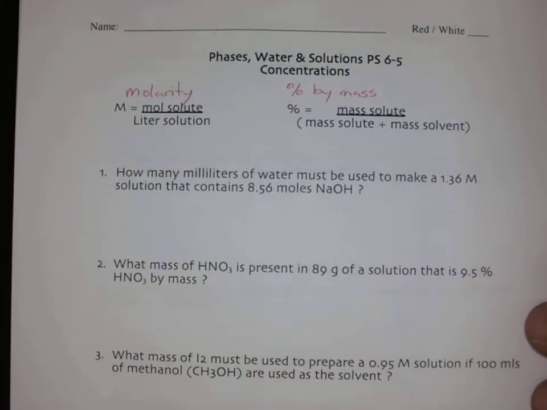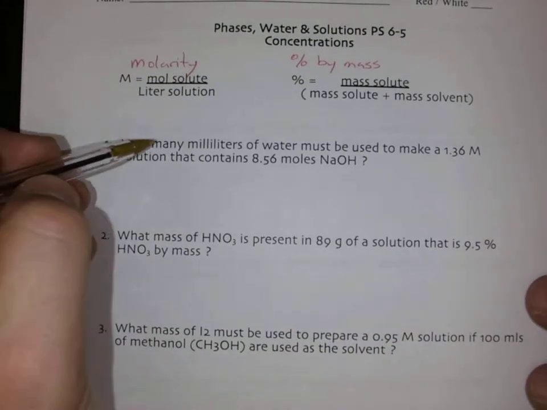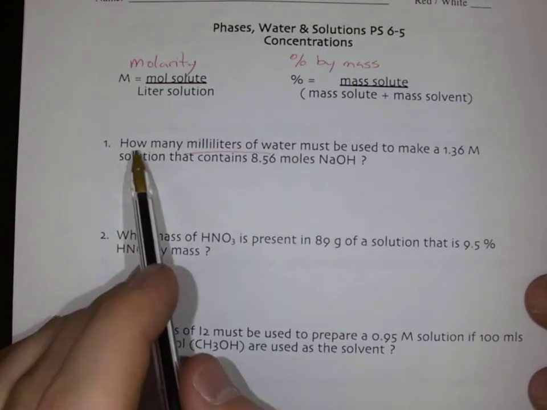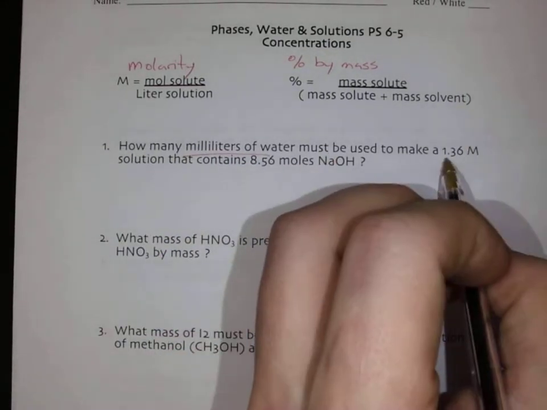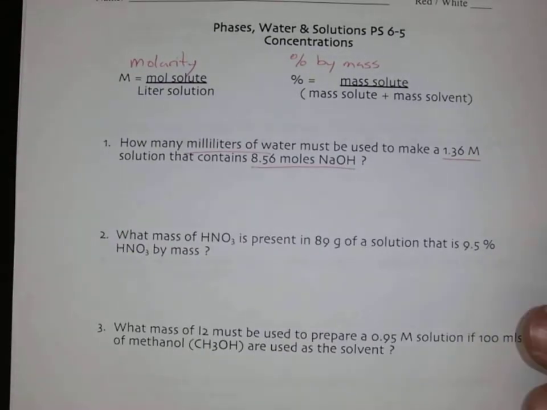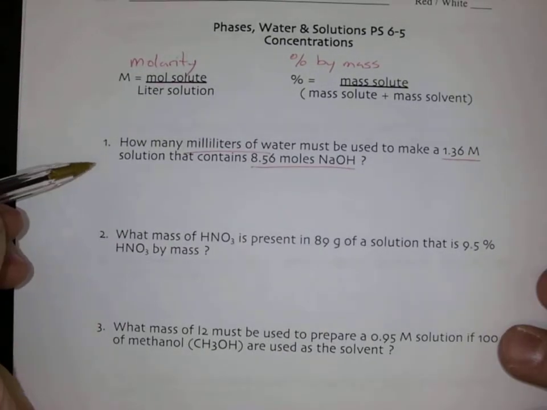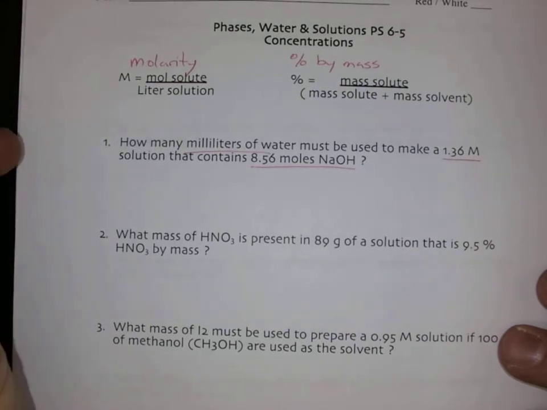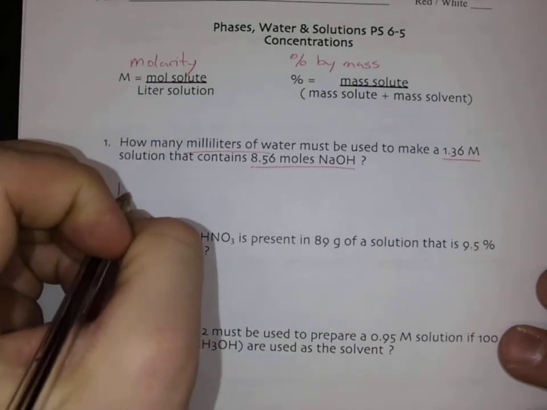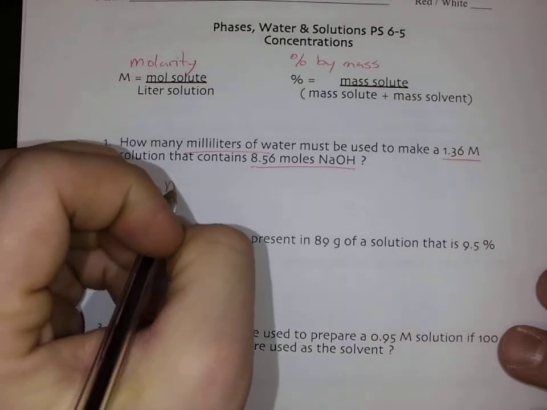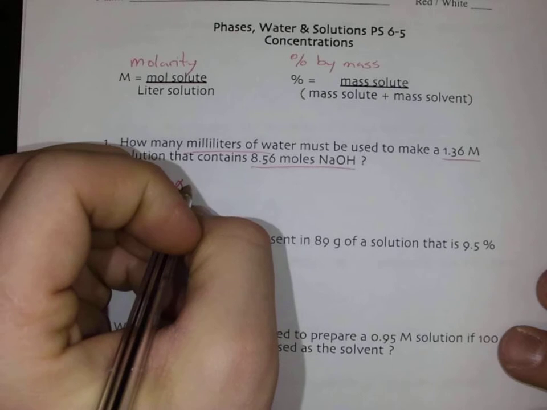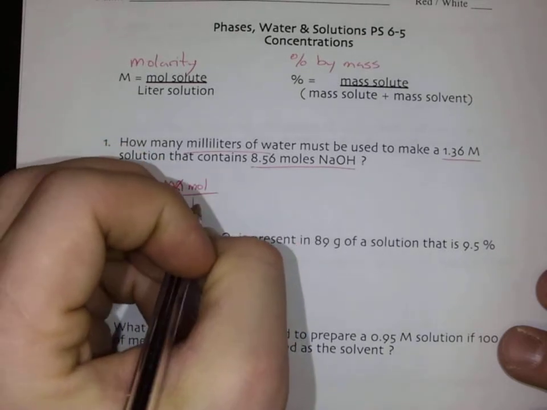Okay, so if we read this first question, let's think about this. All right, how many milliliters of water? I'm going to underline that because it's saying, hey, this is my question. Must be used to make 1.36 molar solution that contains 8.56 moles of NaOH. So I read this question, I realize, oh, my molarity is really going to be useful here. So my molarity equation is what I'm going to use. So I'm going to go 1.36 molar, right? That's my big M. I'm going to change that, and I'm going to write it as moles over liters.